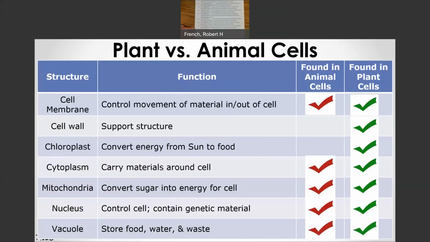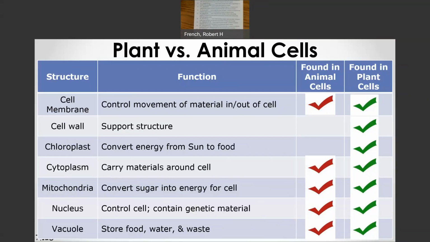Okay. Both plant and animal cells contain the following structures and organelles. The blank controls movement of material in and out of the cell. That would be the cell membrane. The blank carries materials around the cell. That'd be the cytoplasm. That's the sort of jelly that's on the inside of a cell. Because cells aren't just hollow, they're filled with a sort of liquid jelly.